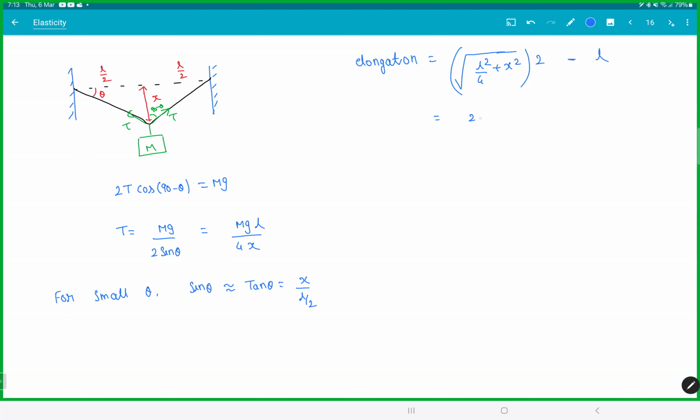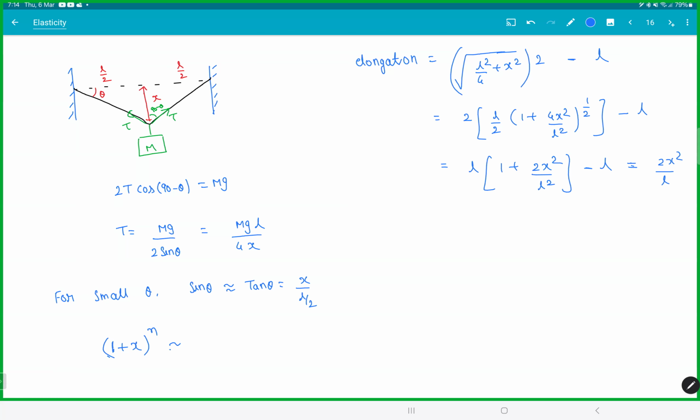Take out L by 2 common, you will get L by 2, 1 plus 4x square by L square, whole to the power of half. We can use binomial approximation. This will be L into 1 plus 2x square by L square. L will cancel. You end up with 2x square by L. That's your elongation. Hope everyone remembers the binomial approximation: 1 plus x whole power n can be written as 1 plus nx. There, I got my elongation in terms of x.